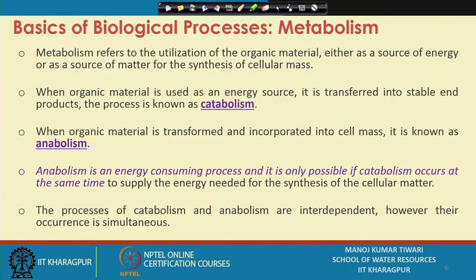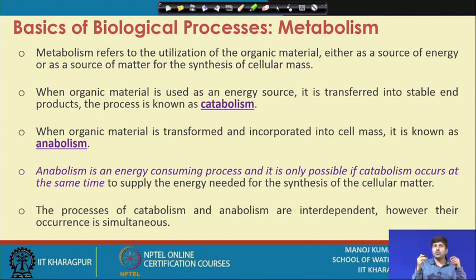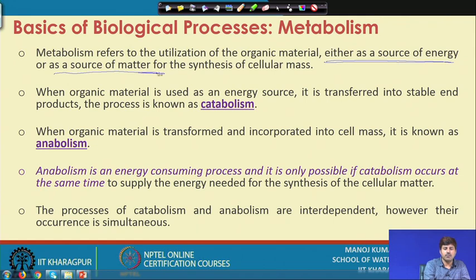Now, if we see the metabolism, metabolism typically refers to the utilization of the organic matter either as a source of energy or as a source of matter for the synthesis of cellular mass. So, it is actually utilized in two different forms. It can be utilized either as a source of energy or as a source of matter. A source of matter is used for synthesizing new cellular masses.